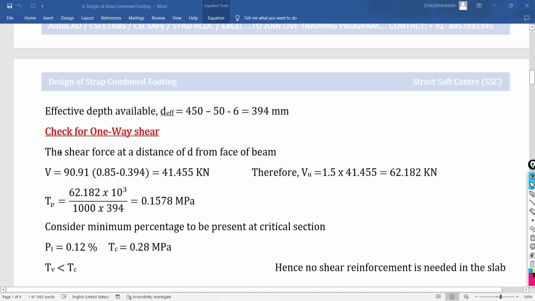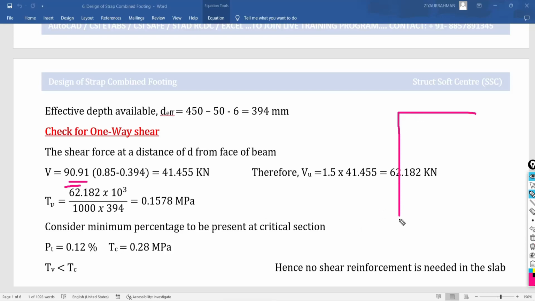Okay, so the shear force at a distance of D from the face of the beam is going to become what? 90.91 upward soil pressure multiplied by... try to understand, this is our foundation and this is your column, and now the beam is coming from here like this. This is your beam. Your size of the column is 240 by 240, and your beam width is actually 300 mm. That's why we are having this much gap.